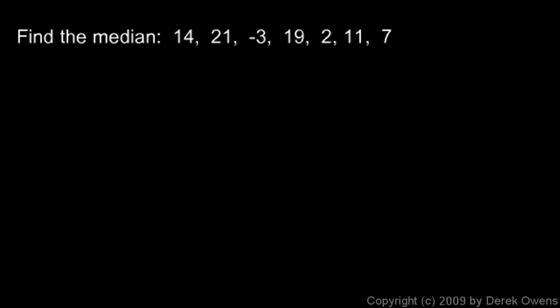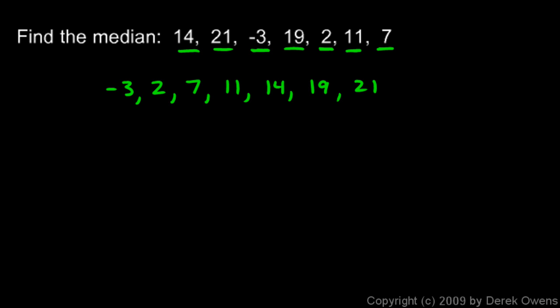All right, here's another example. Find the median. And we're given a list of numbers, so let's arrange them in order. The smallest number here is going to be -3, so I'll list that first. And then the next smallest number is 2, and I'm underlining them up here. That helps me keep track of which ones I already have in my list down here. And then 7 is the next smallest, and then it looks like 11 is next, and then 14, and then 19, and then 21. So there's 7 numbers there, and the middle one is number 11. So 11 is the median. Half the numbers are below that, and half the numbers are above.